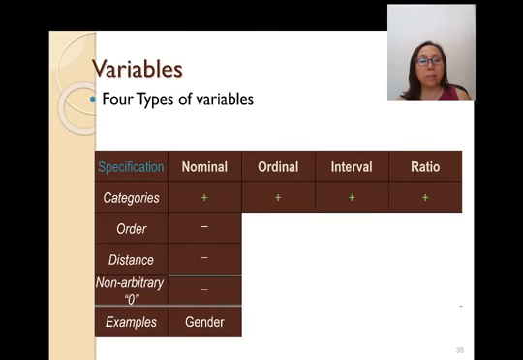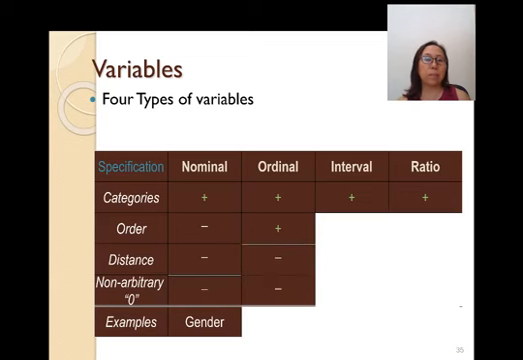Okay, so let's talk about nominal, for example. Nominal is the least complex of the four types. So it just has one characteristic. That's the basic characteristic, which is categories. And so an example of that would be gender. Just has categories. There's no order. Distance and non-arbitrary zero do not apply, right?